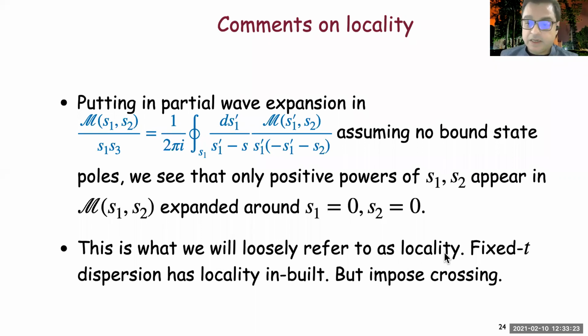So basically, the fixed T dispersion relation has locality inbuilt, but we impose crossing, and that gives you these curly E conditions. And you'll see how things change when we use the crossing symmetric dispersion relation. So is that kind of clear? Is there any question about this statement? Okay.